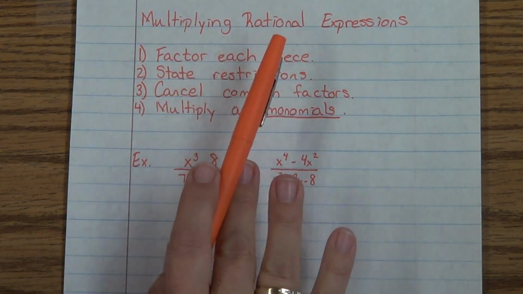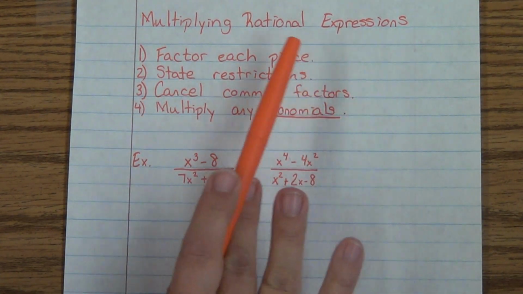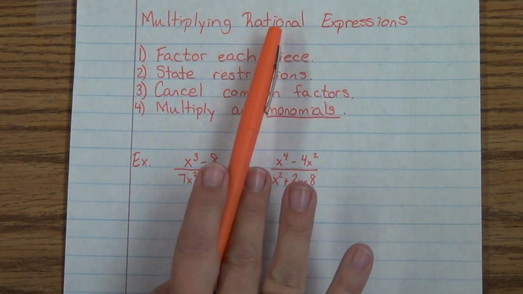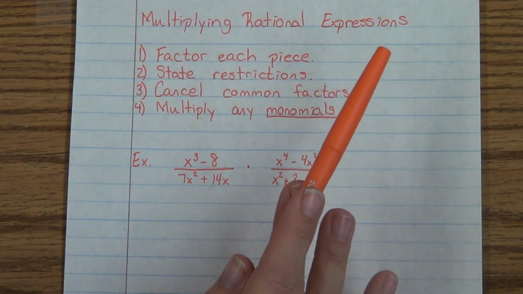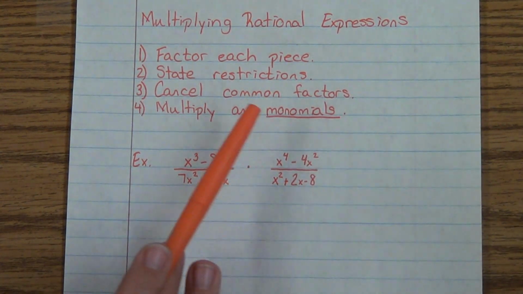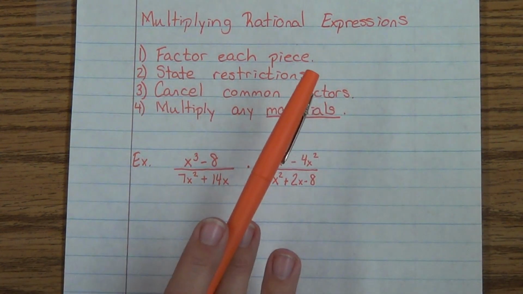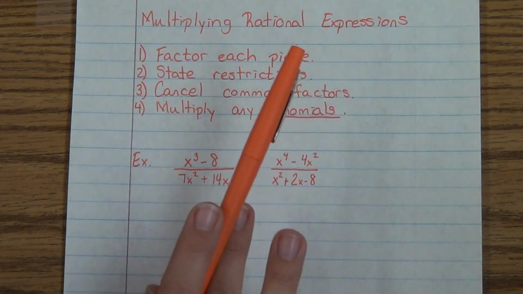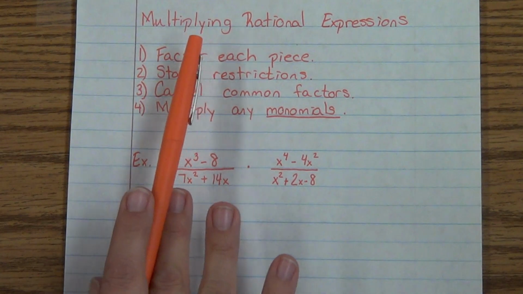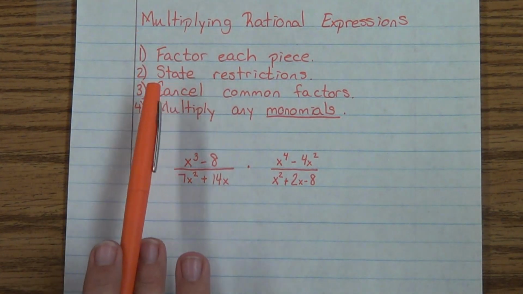Today we're going to be multiplying rational expressions. Again, rational expressions is anything written as a fraction, and basically we're going to use our same fraction rules to multiply them. The thing about multiplying though, unless there's a monomial, you're really not going to multiply necessarily. So it's not going to look like multiplying exactly. But these are the steps that you're going to follow.